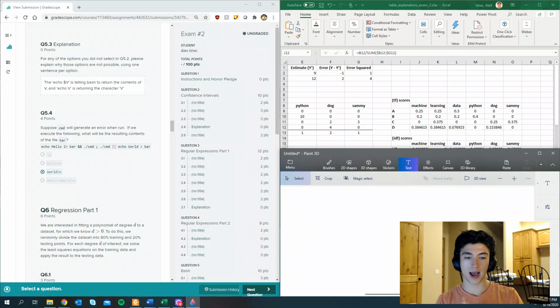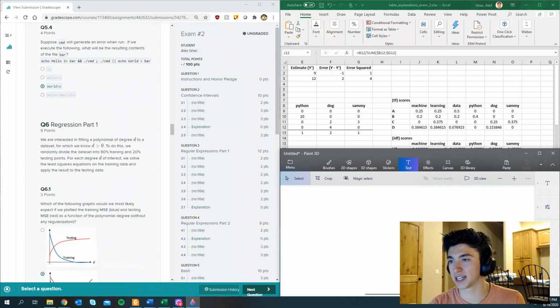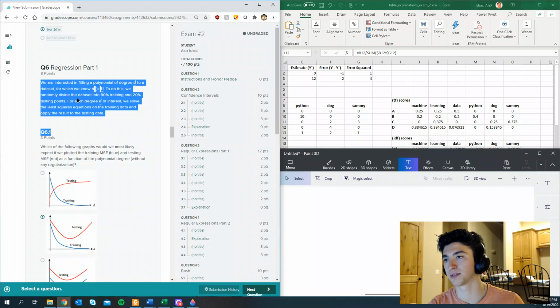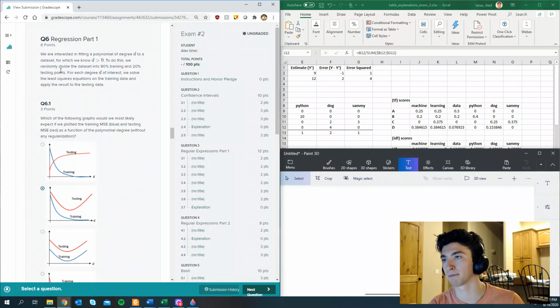redirected to bar, executes properly and prints the word world to bar. Tongue twister. Which is why C is the correct answer for 5.4. So 6, let's move on to regression part 1. This is part of the problem set right here, and 6 problem explanation.